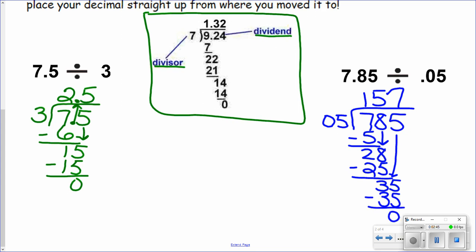Now I'm going to worry about the placement of the decimal. The decimal was out here in the divisor, and it was in here in the dividend. So I'm going to move it in the divisor to the end, counting 1, 2. Move it the same spaces inside the dividend, 1, 2, and it'll go straight up from there. This is actually a whole number answer of 157 since the decimal ends at the back of that number. So you do not have to write 157 point. The answer is 157.